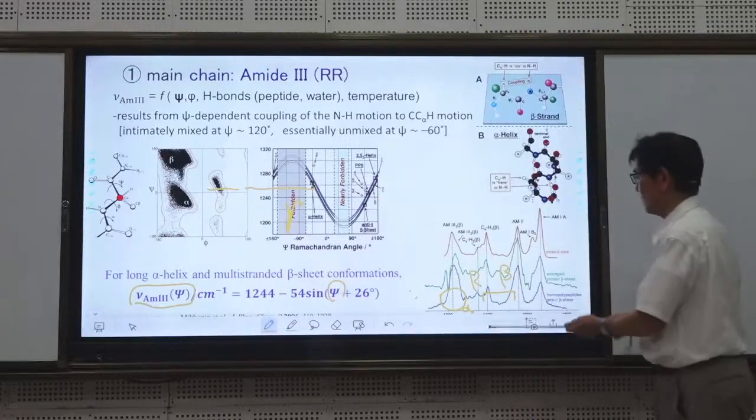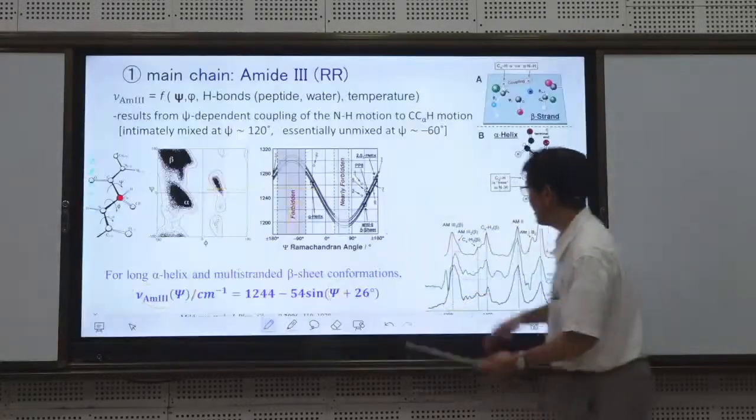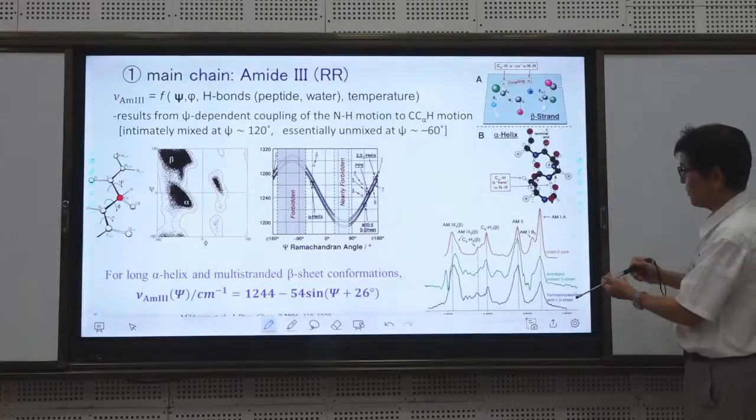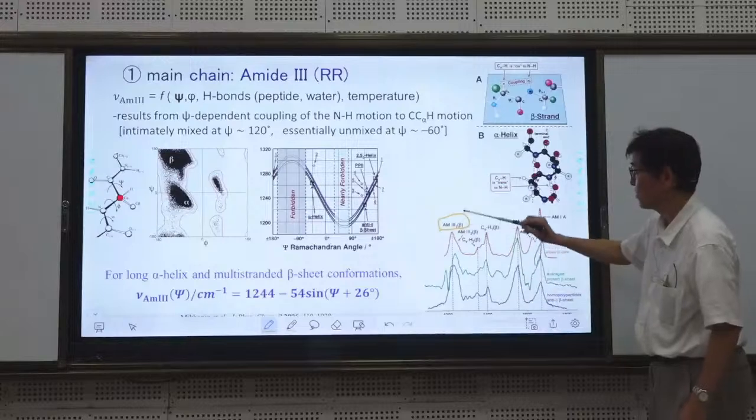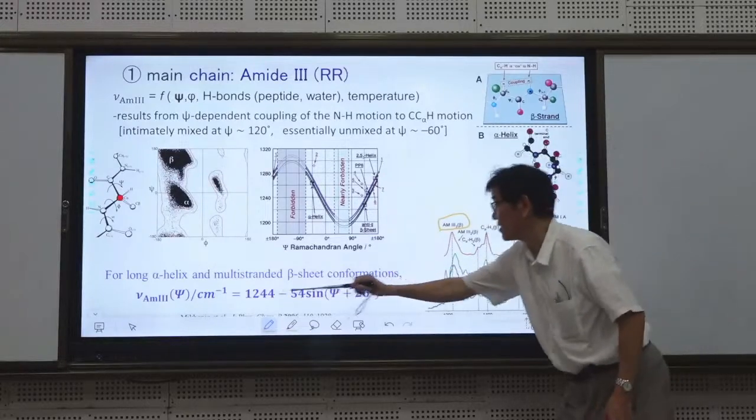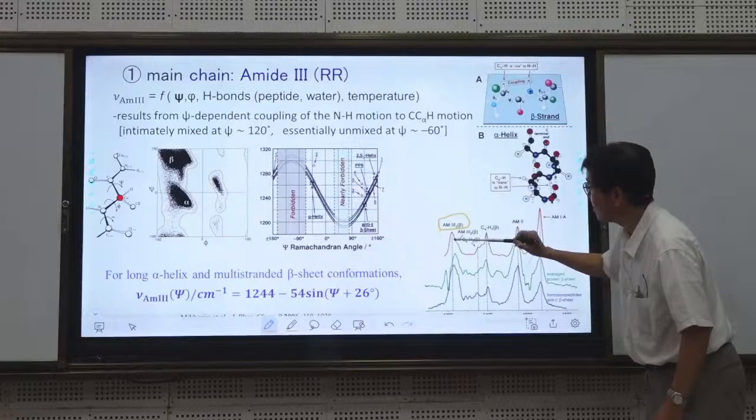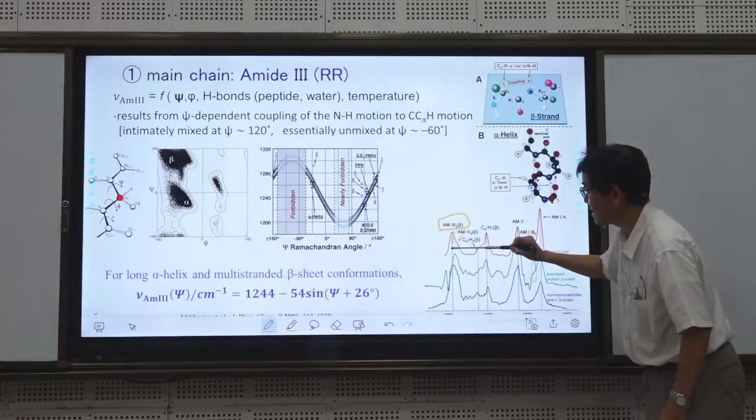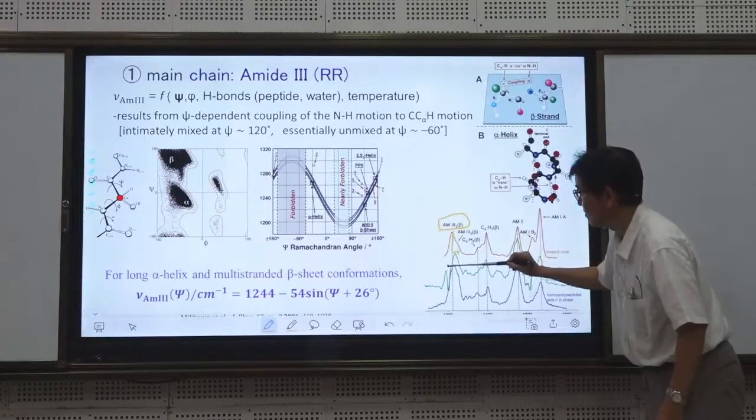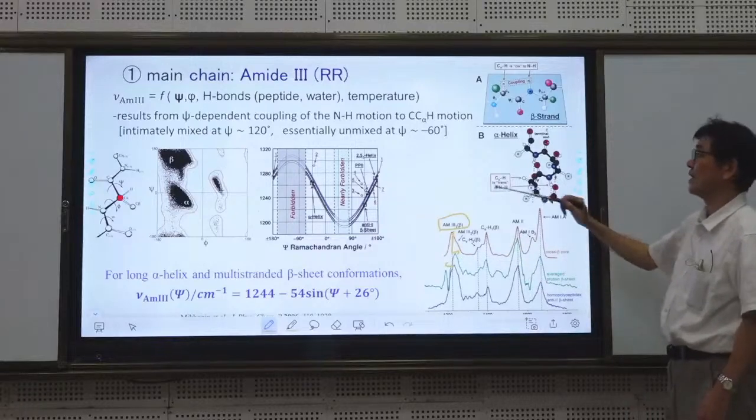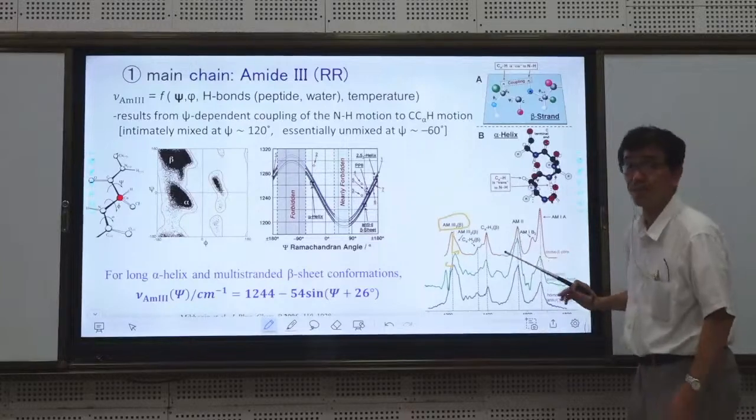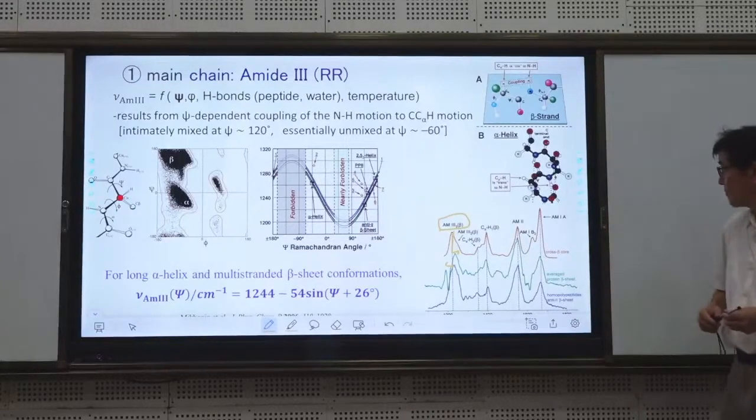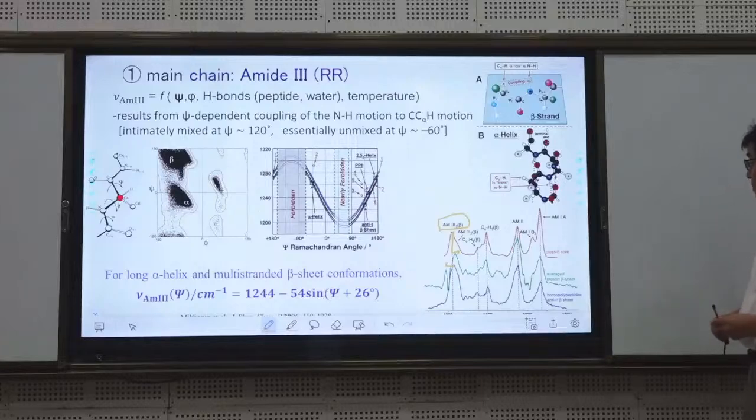So by checking the peak position of the amide 3 band around 1200 or somewhere around here, we can estimate what is the dihedral angle of each protein. Okay.